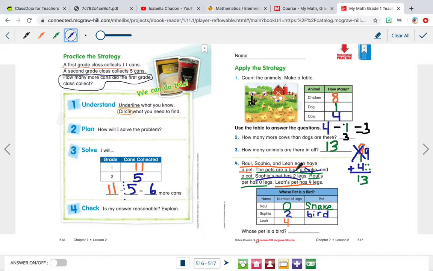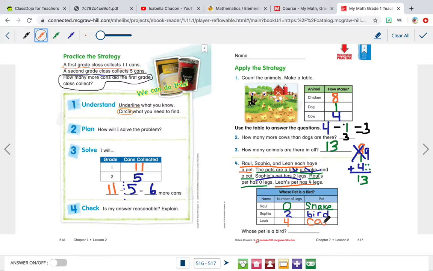So we're going to X that out. Then we have Leia. Leia's pet has 4 legs. We know that the bird belongs to Sophia, the snake belongs to Raul, so the cat, which has 4 legs, belongs to Leia. So, cat. So Leia has a cat.